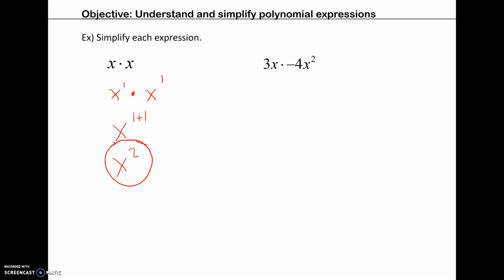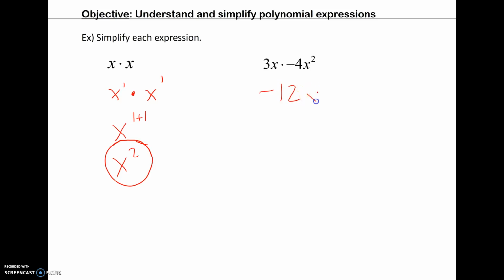So x times x, a lot of people think, oh, that's 2x. Well, no, it's not 2x because when you're multiplying the same base, you have to add the exponents. Okay? So this is an example of where you'd actually have to multiply coefficients and then worry about adding exponents. So I have 3 times negative 4. So if I multiply those, that'll give me negative 12, easy enough.